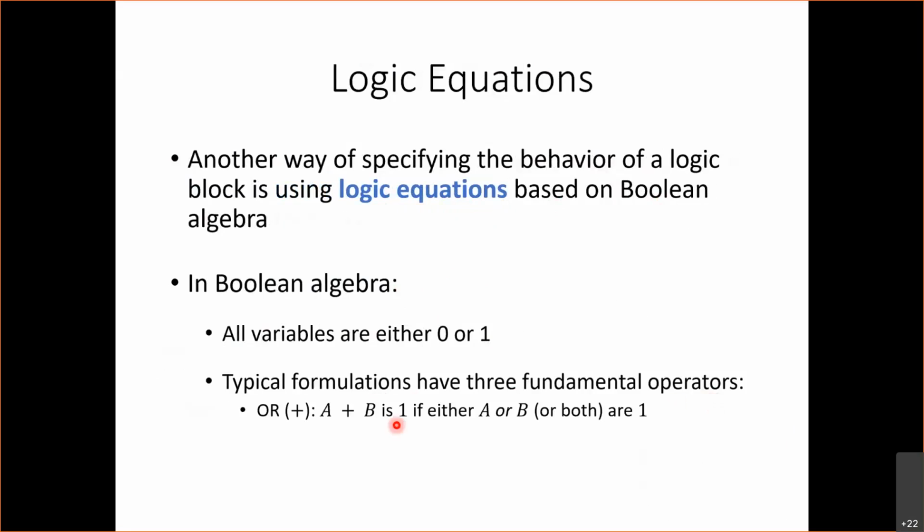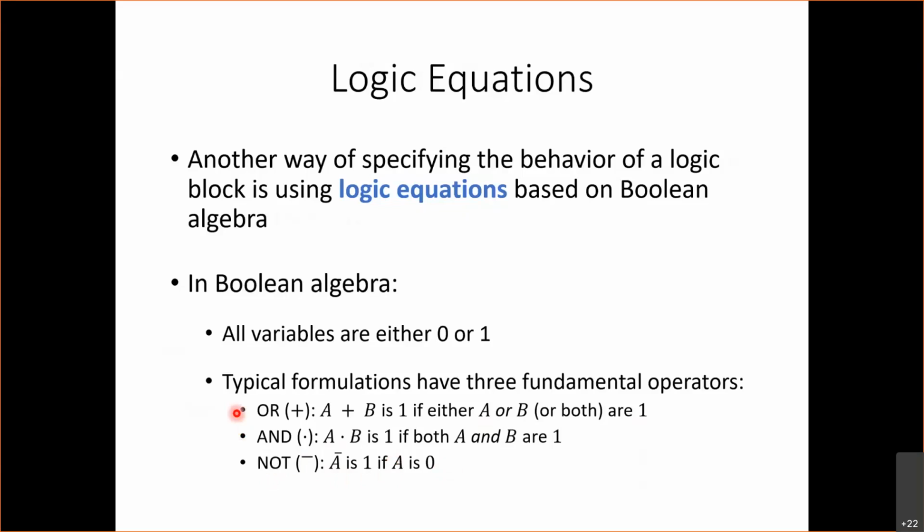These operators are the OR operator, which we usually represent as a plus. And here A plus B is 1 if A is 1 or B is 1 or both of them are 1. The other operator is the AND operator, which you usually represent as a dot. And here A and B is 1 if both A and B are 1 at the same time. And then finally, there's the NOT operator, which we represent as a bar over the variable. And here not A is 1 if A is 0.